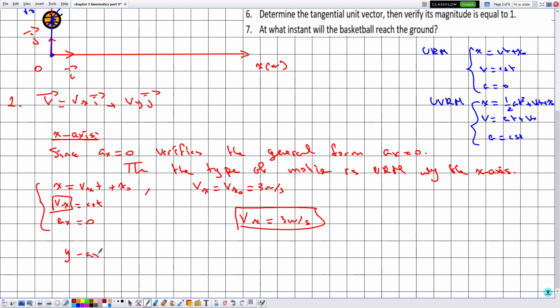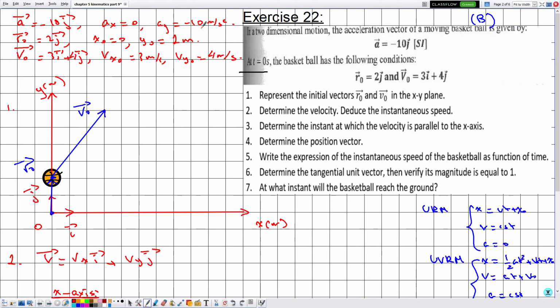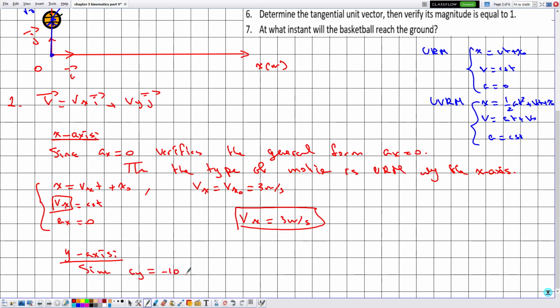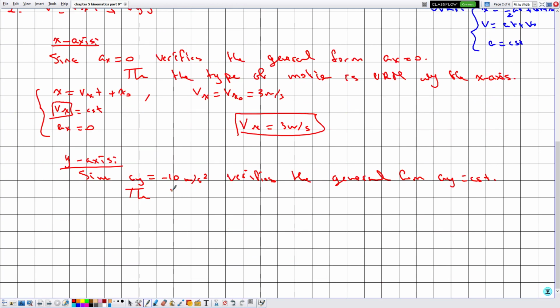And now as for the y-axis, since the value of ay in this case is given by minus ten, it verifies the general form ay is equal to a constant, then the type of motion is UVRM along the y-axis, and now we can directly use that y is equal to half at square plus v0t plus y0, and here we need to distinguish between different components, so this is for y: vy is equal to ayt plus v0y, and ay is equal to a constant.